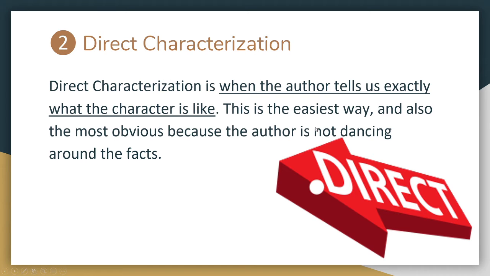All right, moving forward into the second window in our notes, we have direct characterization. Just like I was talking about with the definition of direct, you could probably have guessed: direct characterization is when the author tells you exactly what the character is like. This is the easiest way to give characterization. It's also the most obvious because the author isn't dancing around the facts. They're not trying to hide anything from you. They just come right out and say it. In the example under your window notes, it tells you she was happy. It comes right out and says it.